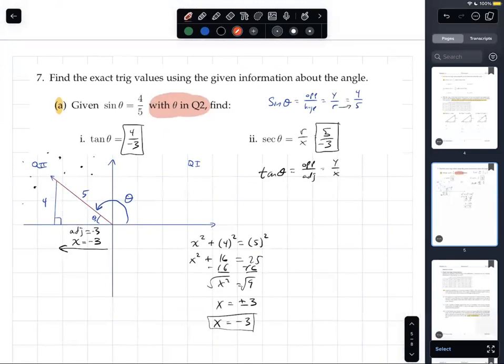I had another question. Since it's 4 over -3, do you have to put the negative in front of the 3, or can you just put it where the fraction line is? You can put it in either of these locations here. These should all be marked correct.